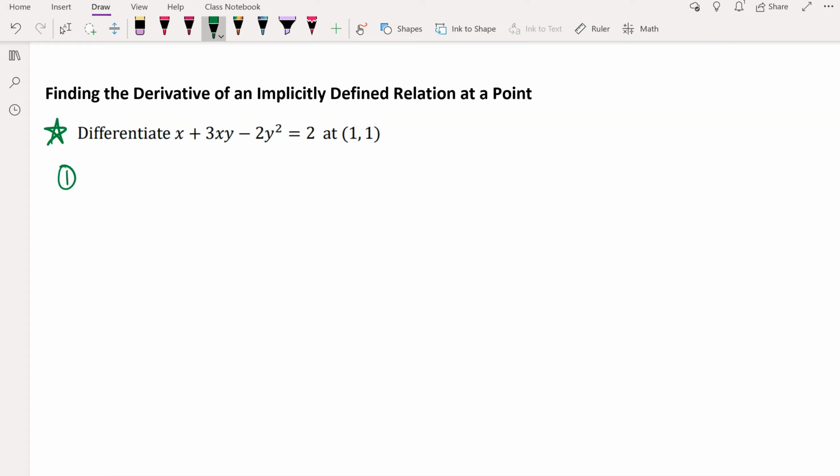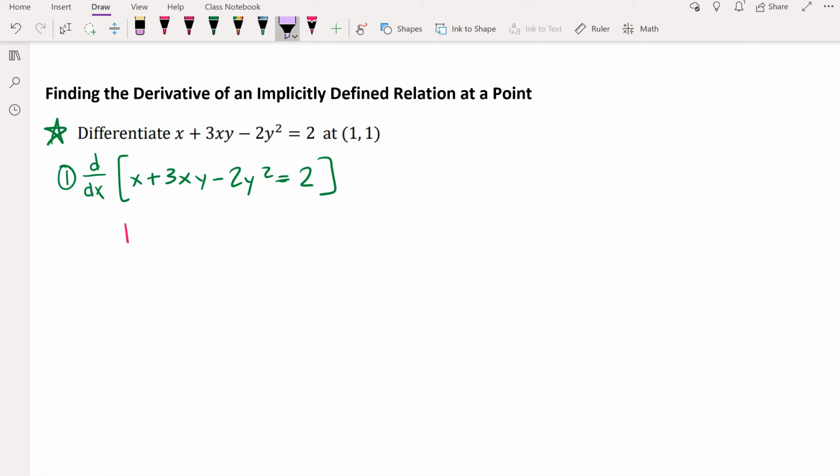So the first thing we're going to do is take the derivative of both sides, and we're going to take that derivative with respect to x. It's kind of like we're saying d/dx of the whole thing, of both sides. Let's go ahead and do that. So here's the derivative. The derivative of x is 1, right?